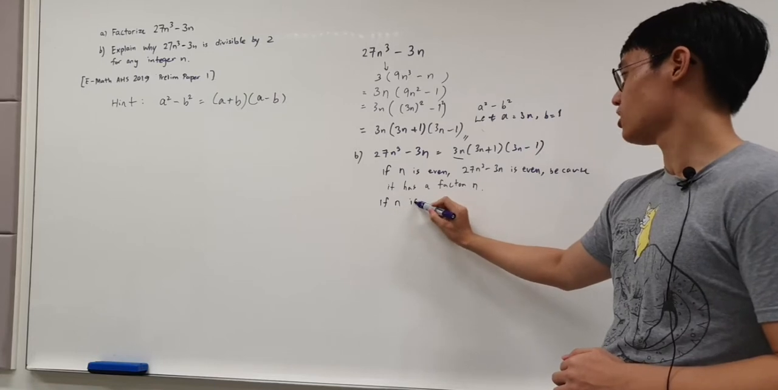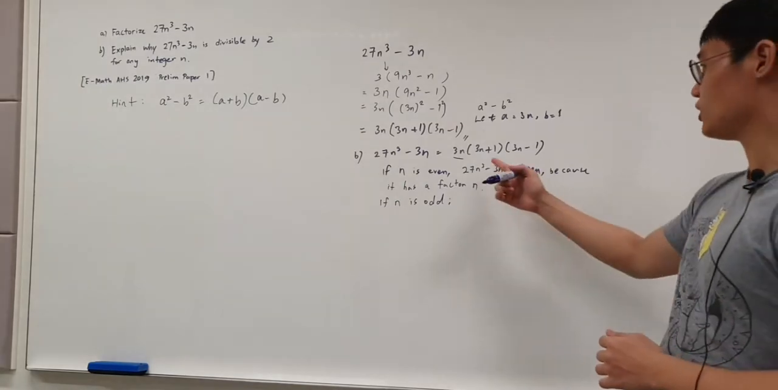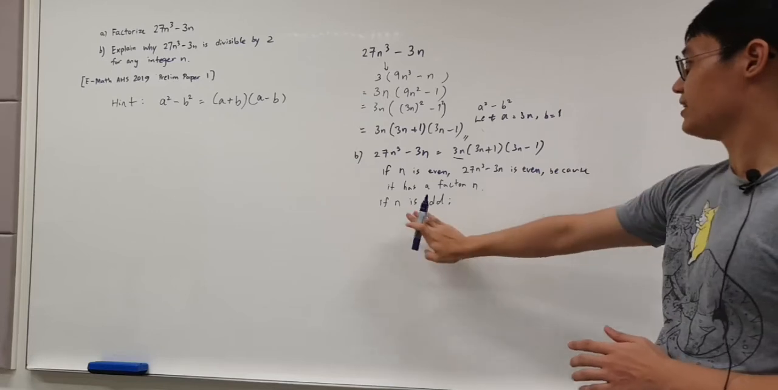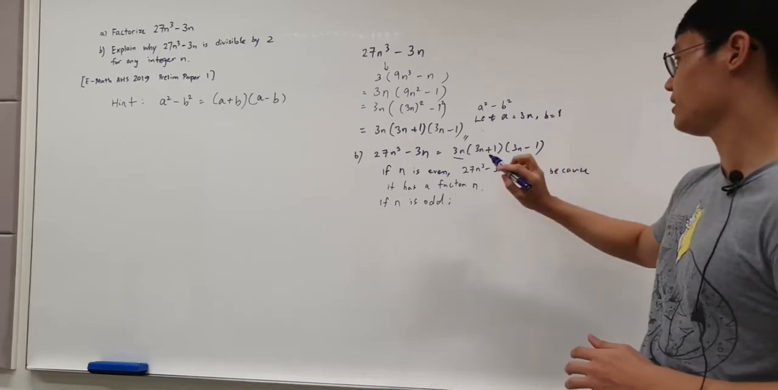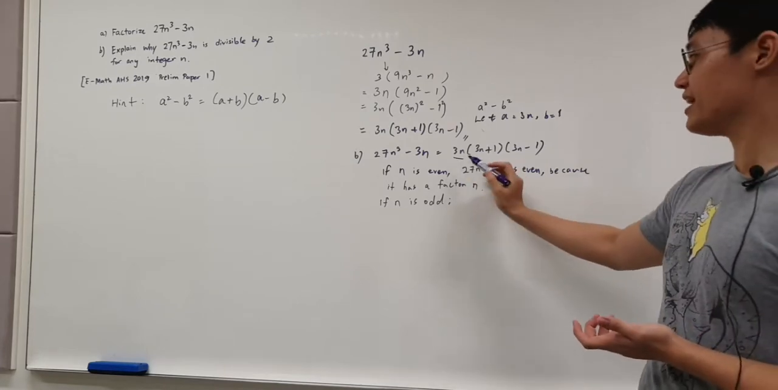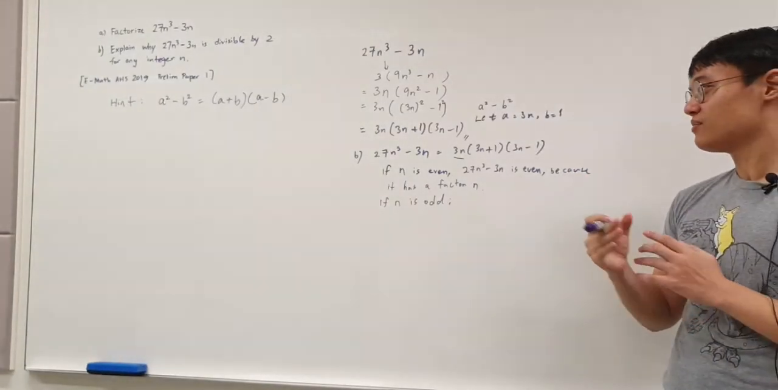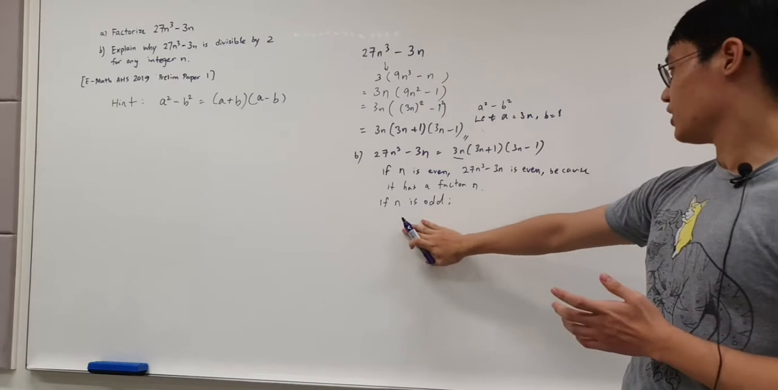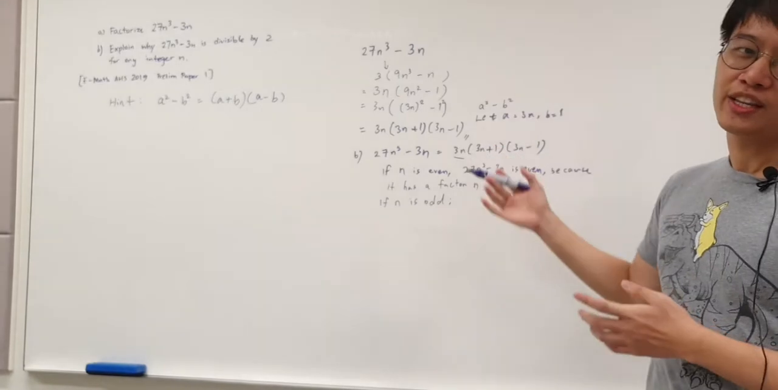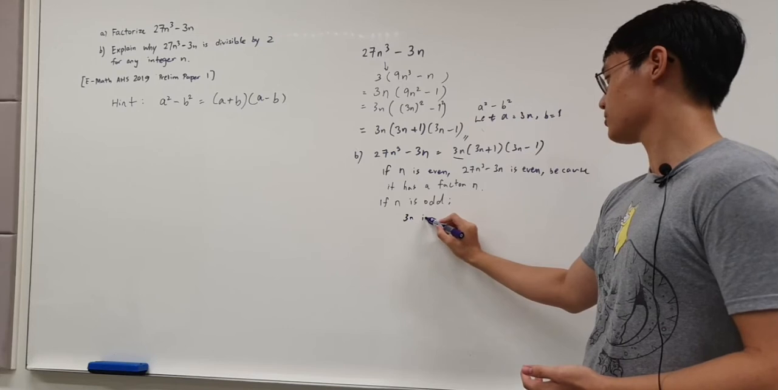If n is odd, then what will happen? If n is odd, then we cannot use n because n is odd already. So what are the terms that we can still rely on? We can't rely on the 3n, so we can only rely on 3n plus 1 and 3n minus 1. But this actually says something, because if n is odd, 3n is definitely odd, because odd times odd is an odd number.